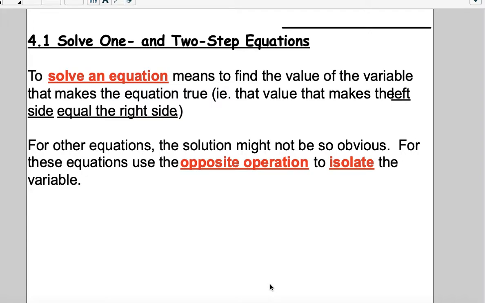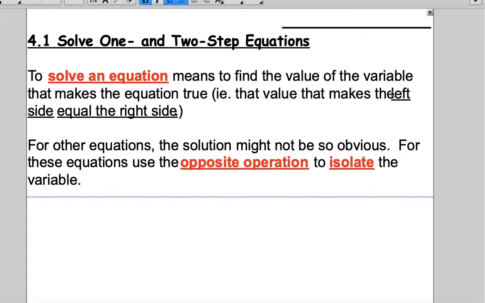Look at solving one- and two-step equations. So this is something that we have done already, but just not formally introduced yet. So hopefully this won't be something that's too crazy for you. To solve an equation means to find the value of the variable that makes the equation true. That means the value that makes the left side equal to the right side.